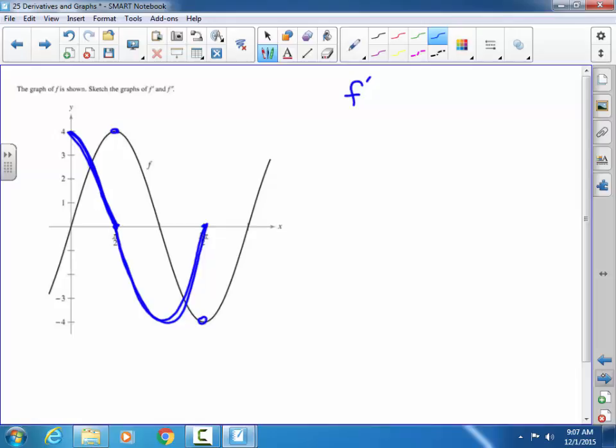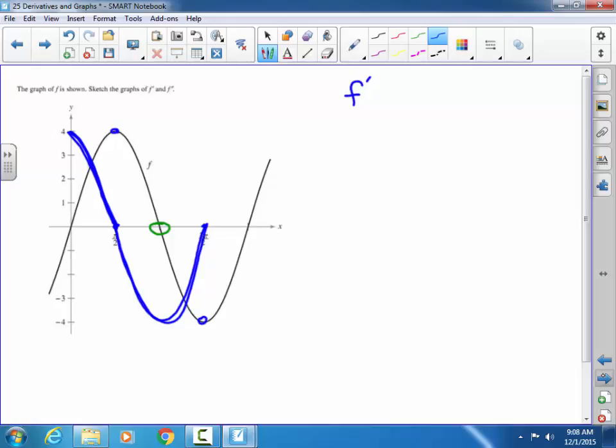Because if you look at the graph of f, do you see that right in here, do you see that as an inflection point? So that means that that first derivative's got to bottom out somewhere around in there. So that's kind of what we see there.